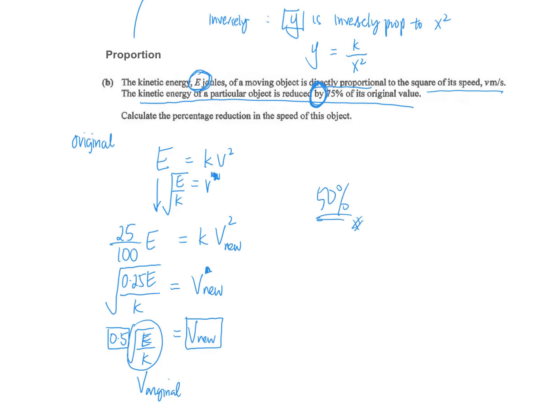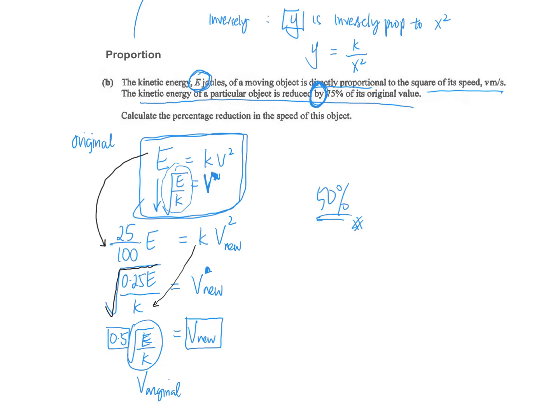So the percentage reduction is 50%. So this is my original value. When I calculate normally, my original V is this value. Correct? Then they say my E has reduced by 75%. So left 25% only. So if I want to calculate my V, I divide the K over first. Then I take square root. So this is normal calculation. But there's a 0.25 here that I need to square root, right? So if I square root, left with 0.5.